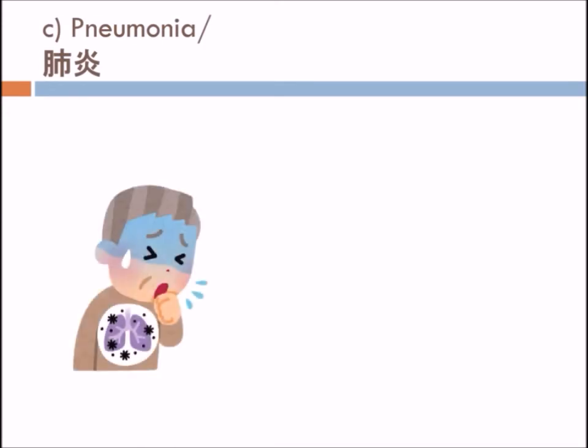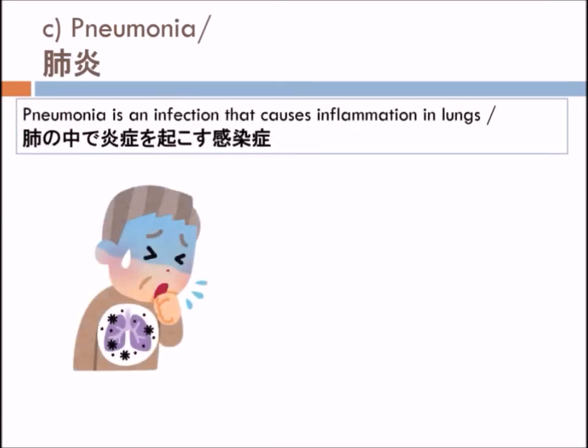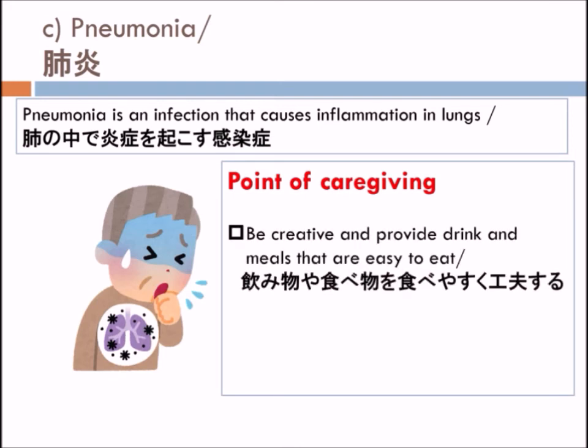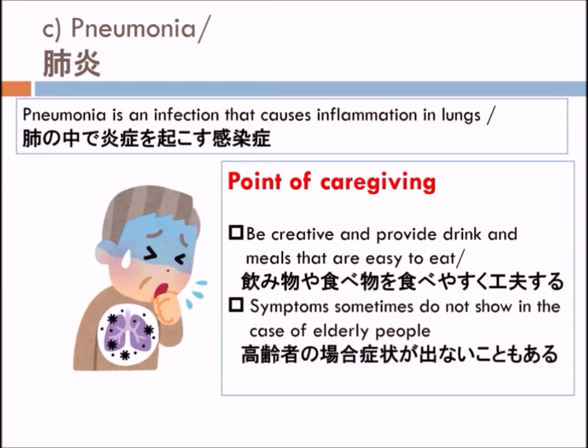Pneumonia. Pneumonia is an infection that causes inflammation in the lungs, caused by pathogens such as germs and viruses entering the lungs. Symptoms are fever, malaise, lack of appetite, cough, and phlegm. Point of caregiving. Be creative and provide drinks and meals that are easy to eat. Symptoms sometimes do not show in the case of elderly people.